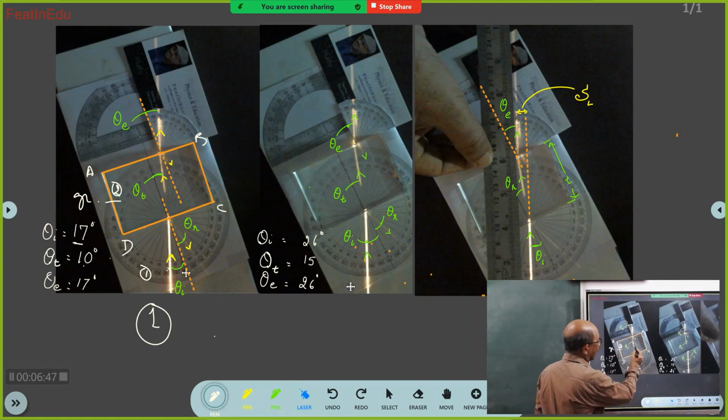Incident ray in the glass slab. You are asking which angle? This angle. See, this angle is theta t. No sir, that side of that angle. This angle. Yes sir. That is equal to which angle?